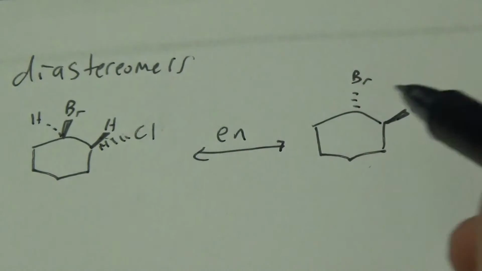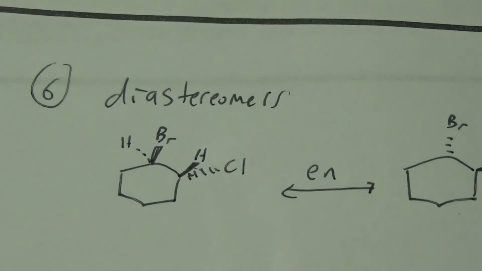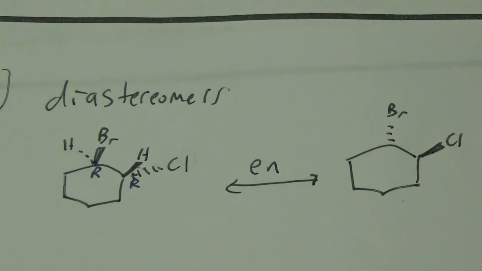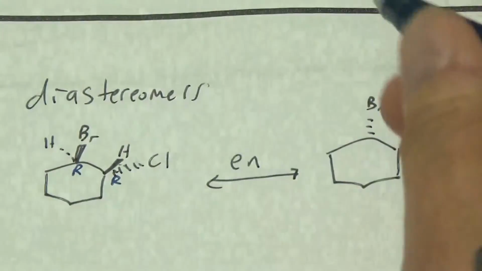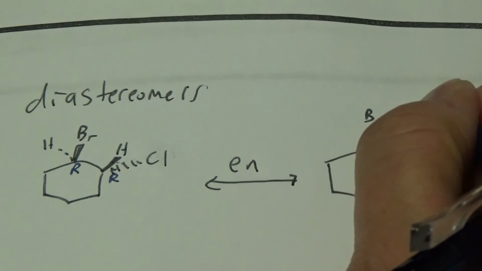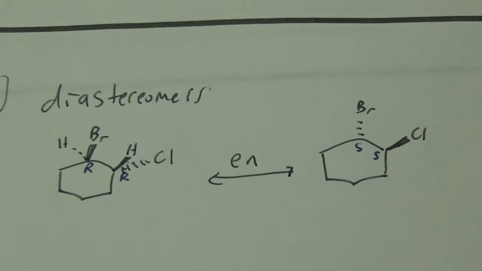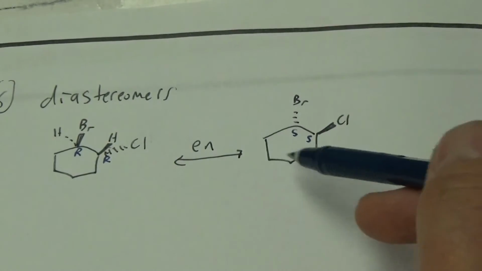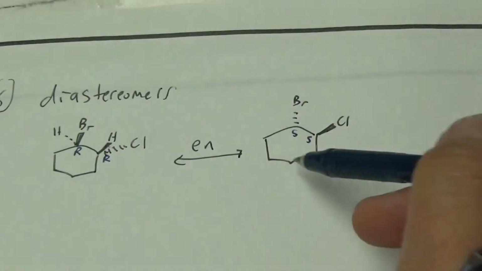What are the R's and S's? I will just write in RR. You can double check that. That's RR on the left. So if that's RR, this must be SS. You can double check that. Okay, it went from RR to SS. You know, this doesn't easily depict the mirror image relationship, even though those are non-superimposable mirror images.